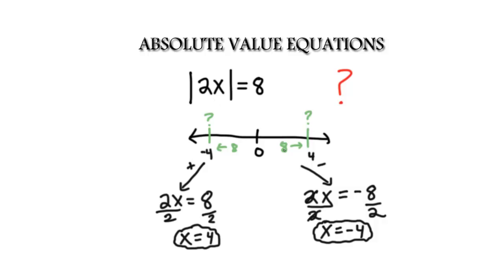And you can always check your answer. If you plug 4 into here, you get 2 times 4, which is 8, and the absolute value of 8 is 8, so that's right. And if you plug negative 4 into the original absolute value equation, you're going to get 2 times negative 4, which is negative 8, but you're taking the absolute value of negative 8, which is positive 8. So we're pretty happy. We checked both the answers, so we're done.